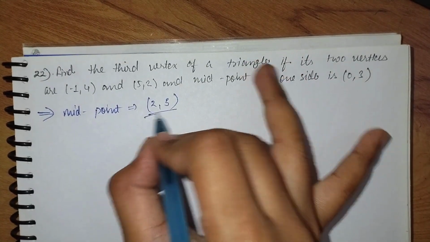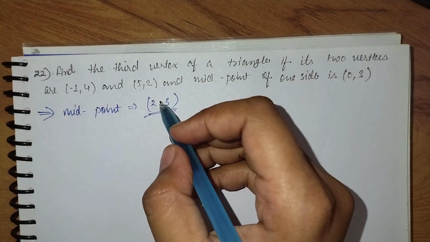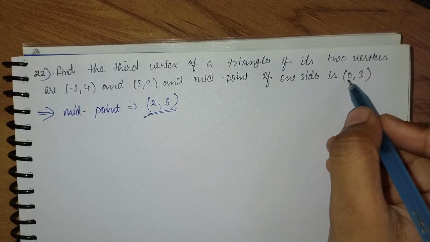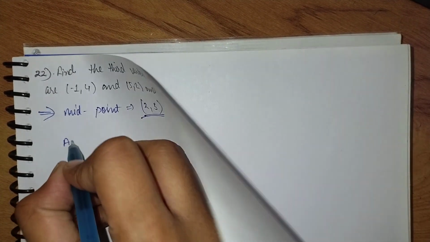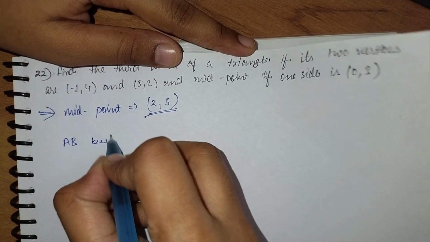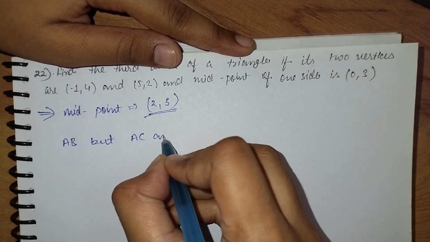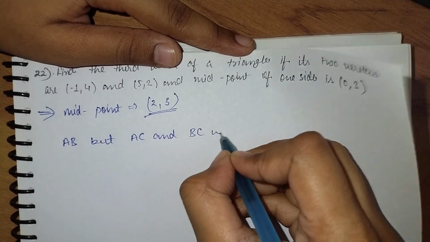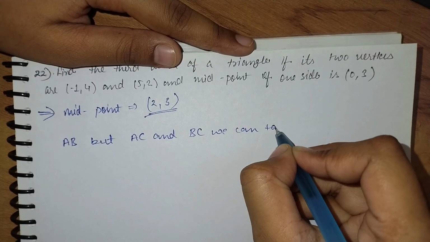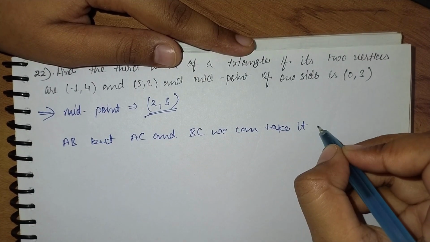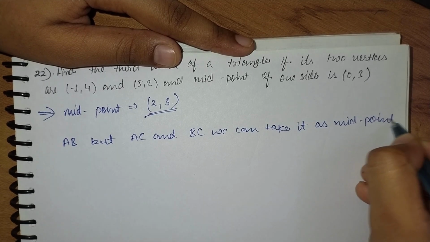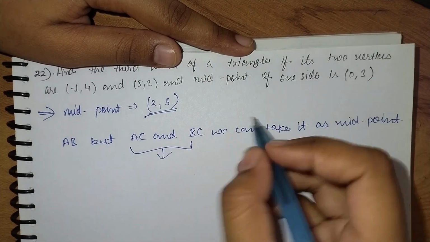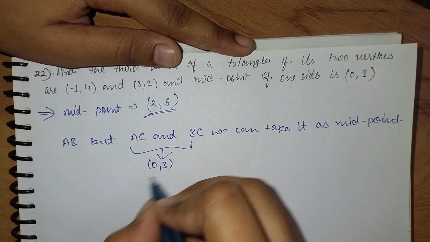Hence, as this is not the midpoint here, we can say that this 0 comma 3 is the midpoint of not side AB but of AC and BC. We can take it as midpoint. So as we write, 0 comma 3 will be the midpoint of either of the two.